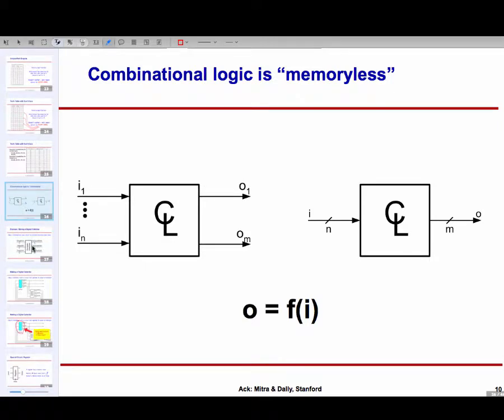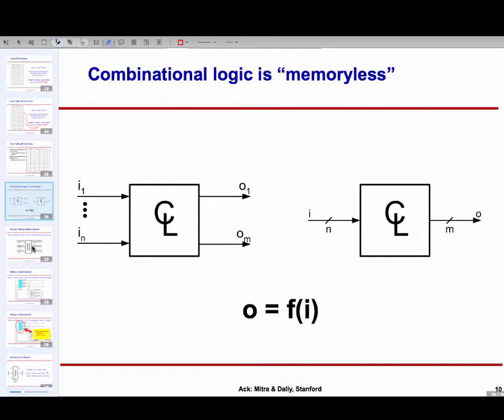One way of implementing this combinational logic could be some sort of table, where I give the logic I, it looks up the ith row in the table, fetches the output from it, and puts it on the output. It could be designed in that way, but there are many different ways of designing it.